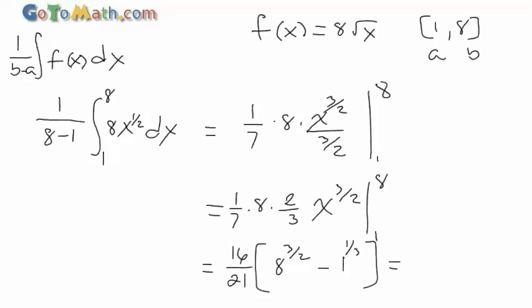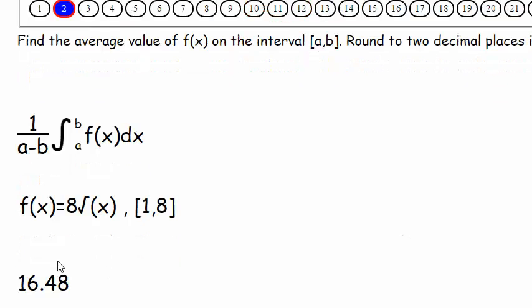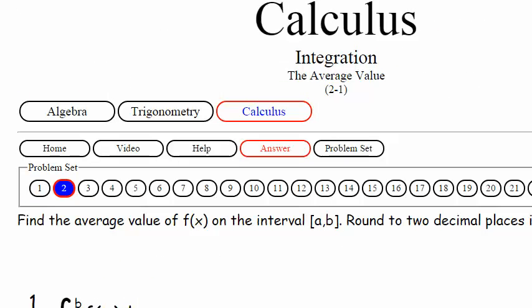Anyway, we're going to go ahead and round this. I'm going to put an approximation symbol here because we're rounding it. 16.48. I do believe it said round to 2 decimal places. 16.48, and that's what the script shows. So there you go.